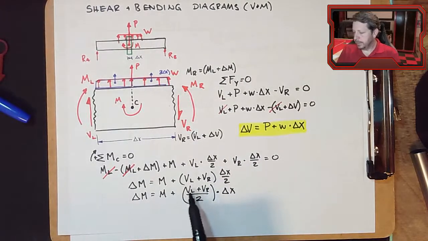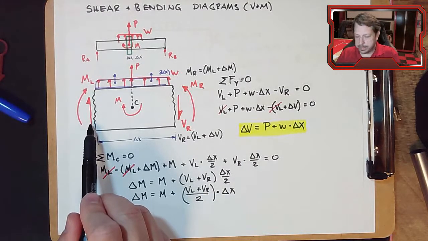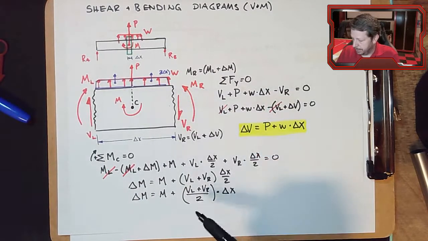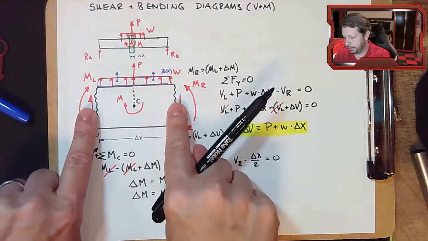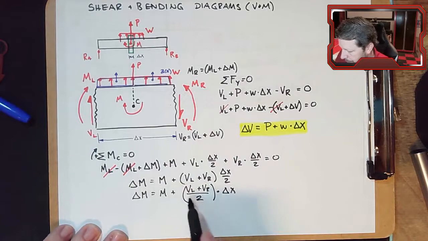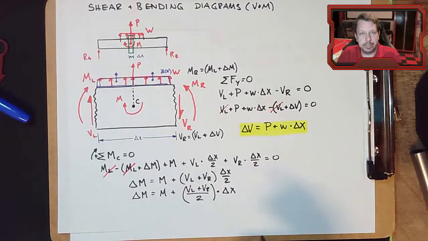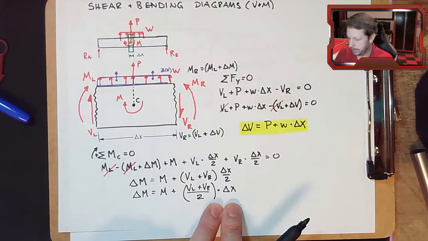And now what I've got here is I've taken whatever the shear force on the left hand side is, added it to the shear force on the right hand side, and divided by 2. So all that is I'm taking the average shear in this section. I could replace it with a term like V average if I wanted to, but I'm just going to use V as the average shear force in this little tiny delta x section, and then I multiply it times delta x.